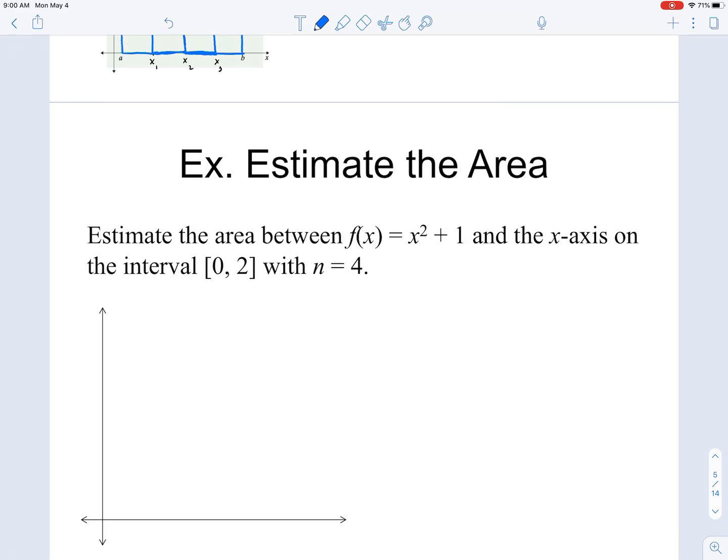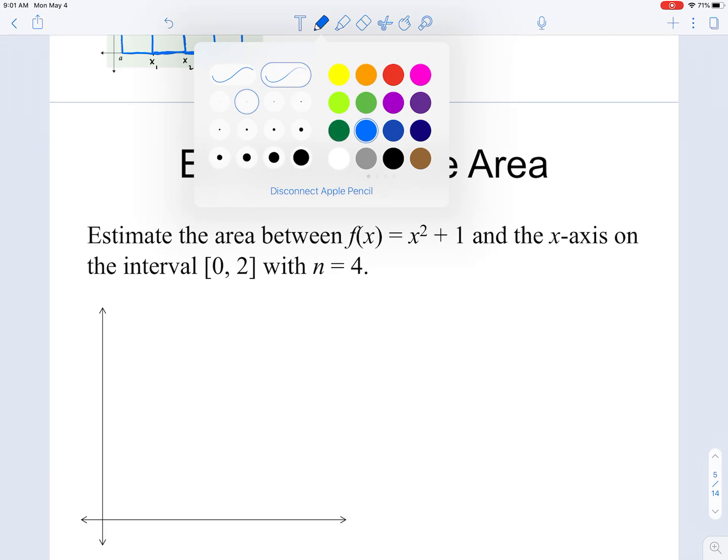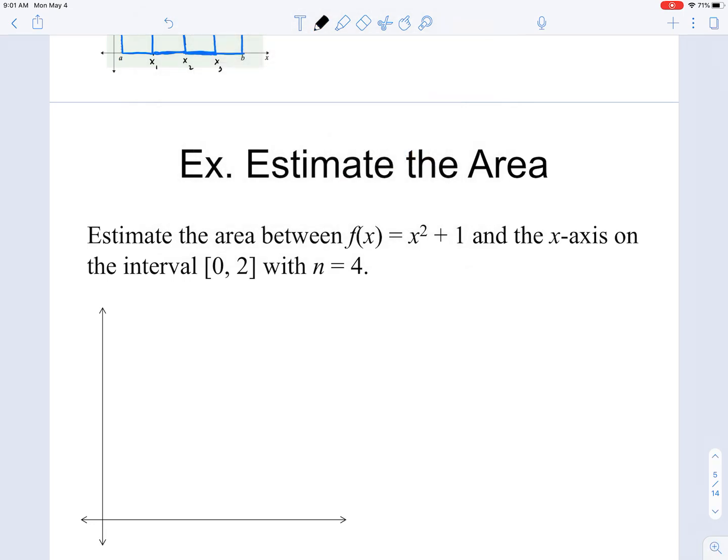So let's look at an actual example with a function and use each of those different, so midpoint, left endpoint, right endpoint, for finding the heights of the rectangles and see what gives us the closest estimate of the area under the curve, okay? So for the function f, we want to find the area between the function f of x equals x squared plus 1 and the x-axis on the interval from 0 to 2.